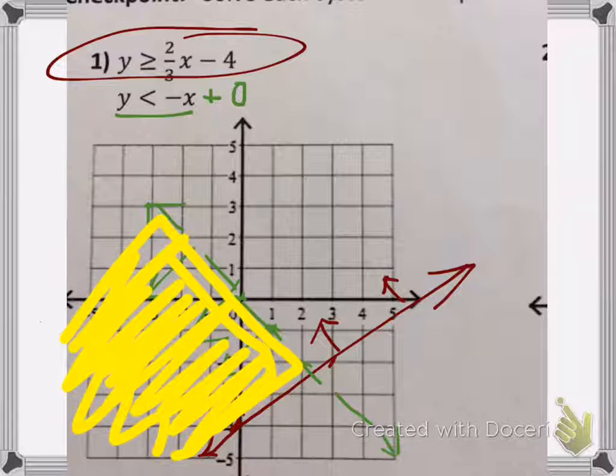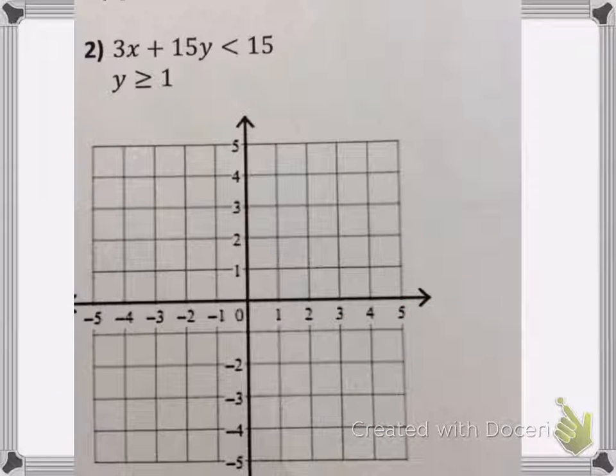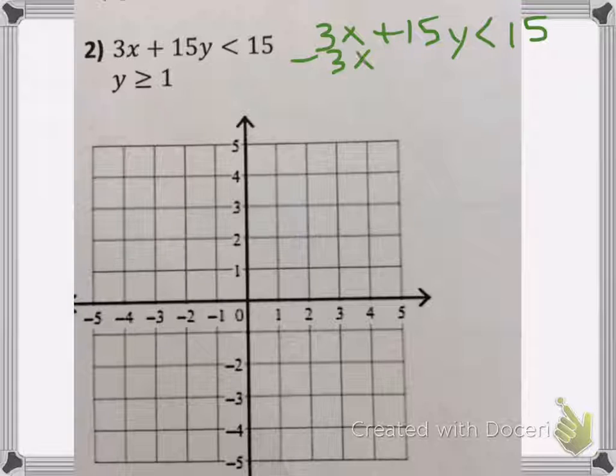All right, one last problem to do here. That top one's not ready to solve or graph yet. It needs to be solved. So I'm going to rewrite it. I have 3x plus 15y is less than 15. I'm going to subtract the 3x to the other side.